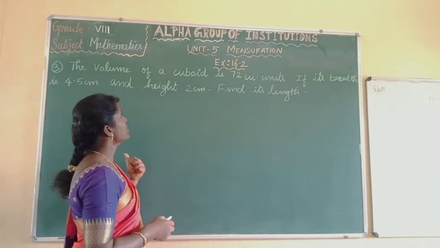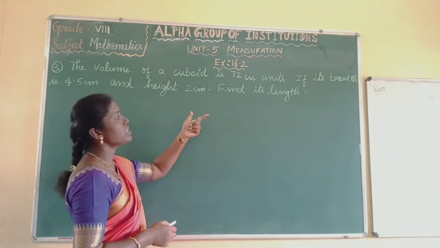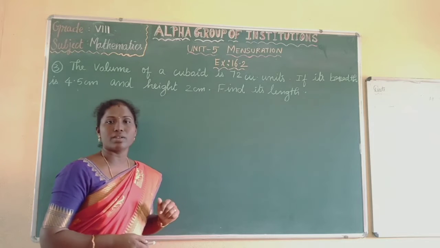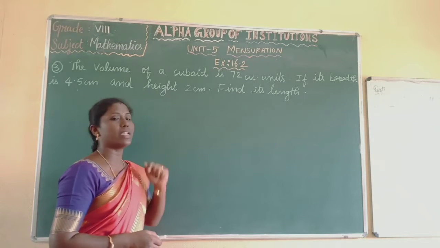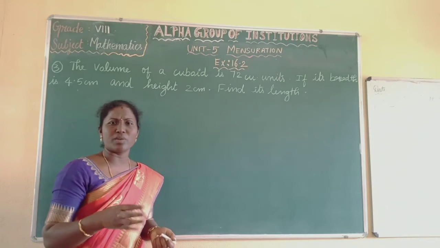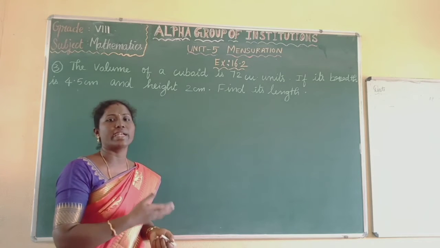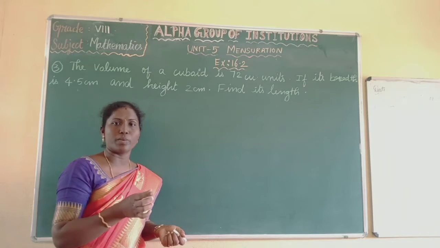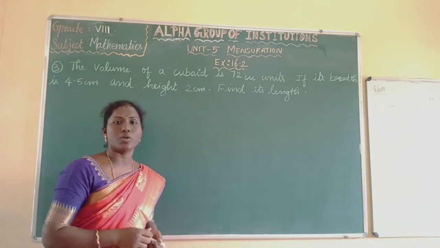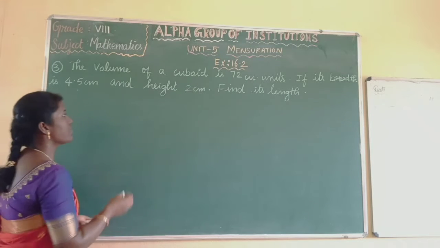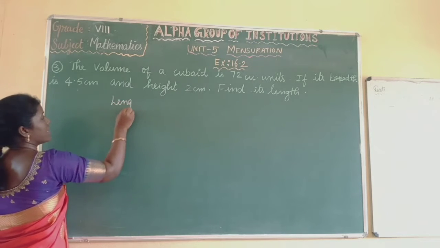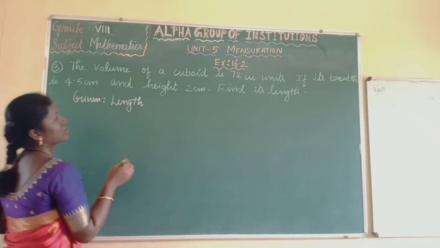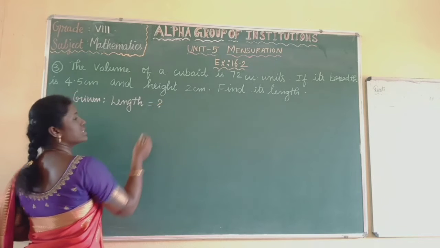Here the length is what we have to find. The breadth and height are given, and the volume is also given. We have to find the unknown value, the length, just by substituting in the formula. The same way we found the value of height and breadth using the diagonal, we have to substitute inside the formula and find the unknown value. What are the things given here? First write the given. Length, we have to find, isn't it?